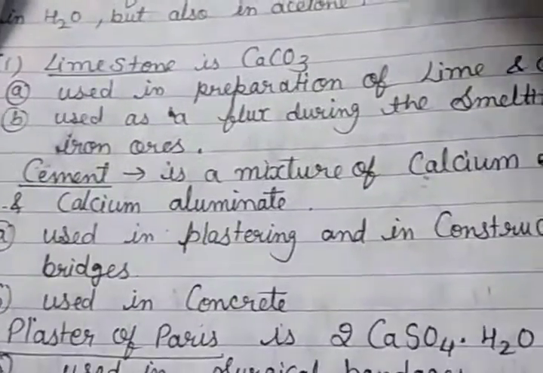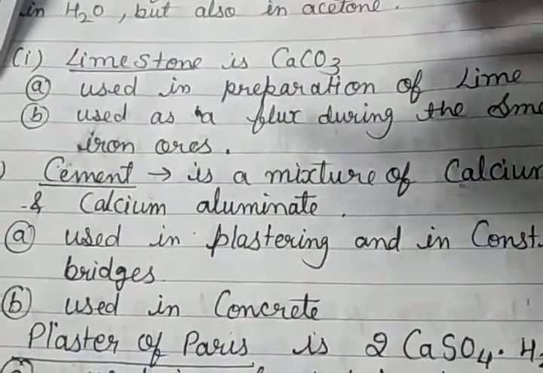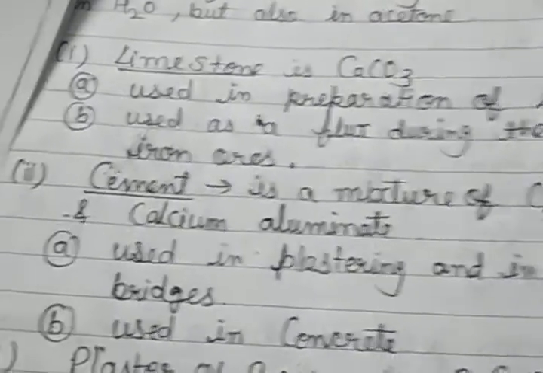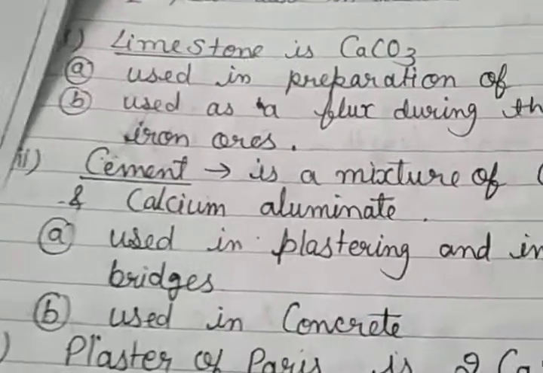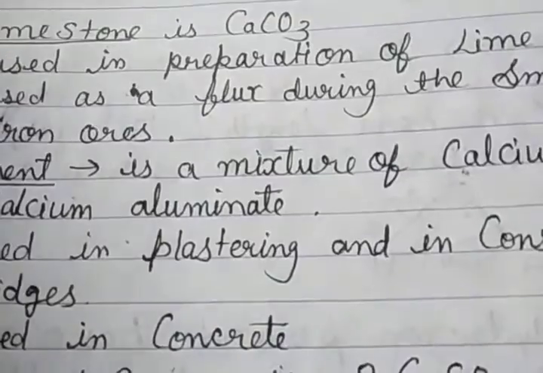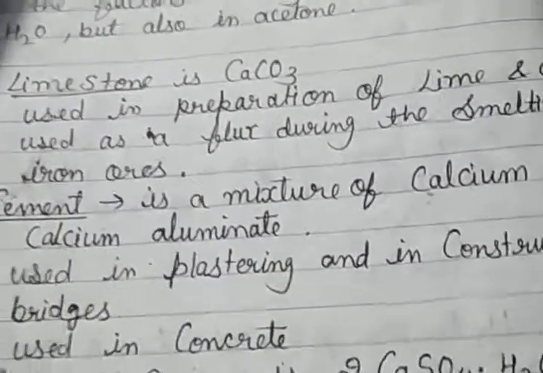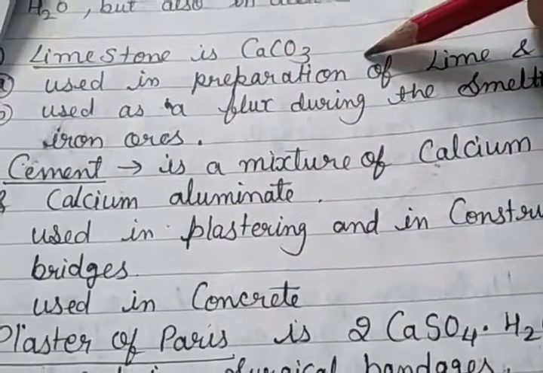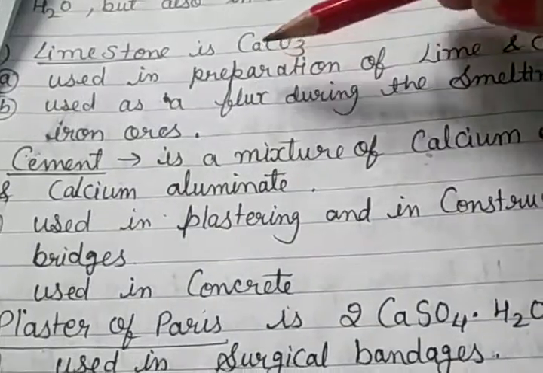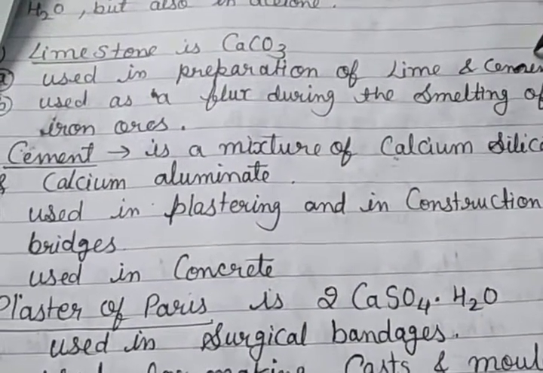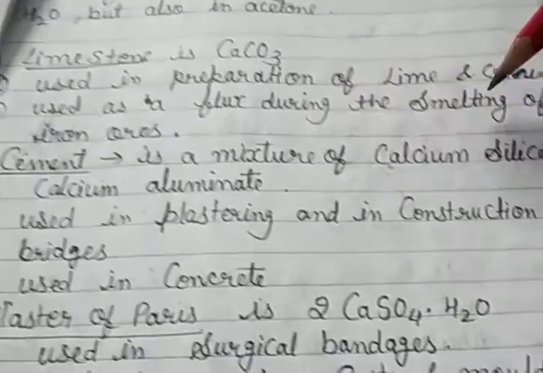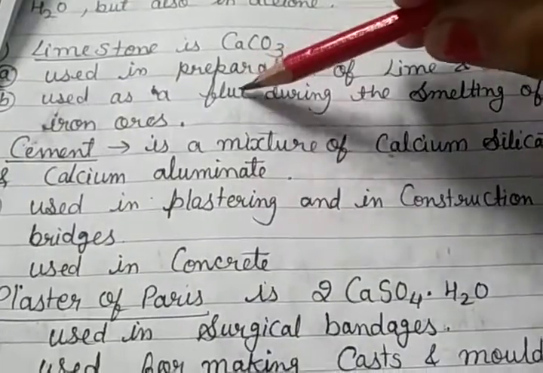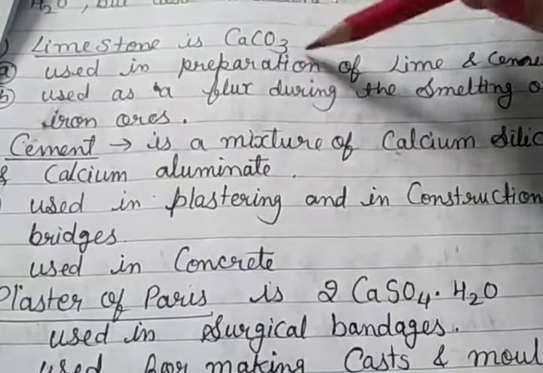Next question is, describe the importance of the following. First is limestone. Limestone is calcium carbonate, CaCO3. Its importance is that it is used in the preparation of lime and cement, and it is used as a flux during the smelting of iron ores. Whenever iron ores are smelted, we have to use calcium carbonate, limestone, as a flux.